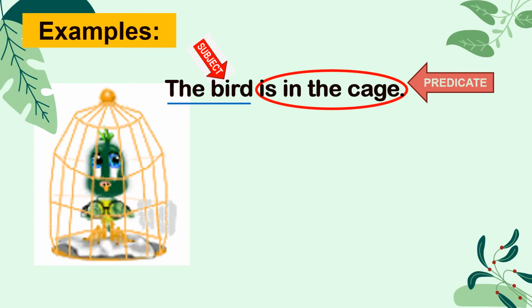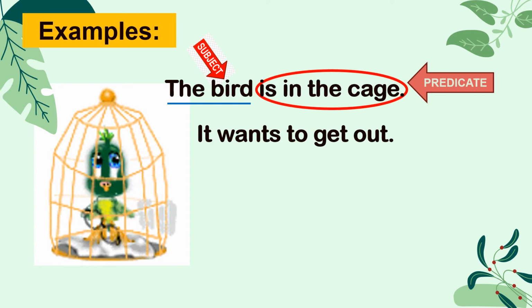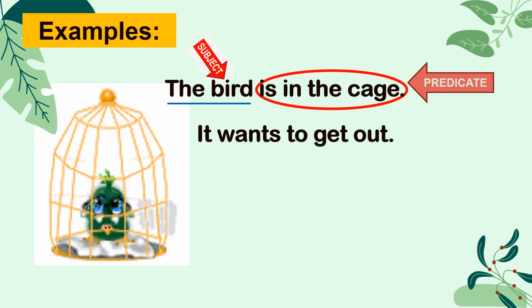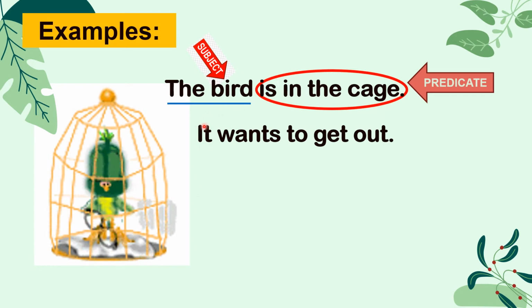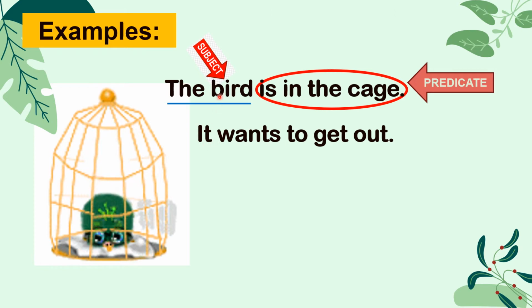Let's have another example. It wants to get out. It here is a pronoun representing the bird.